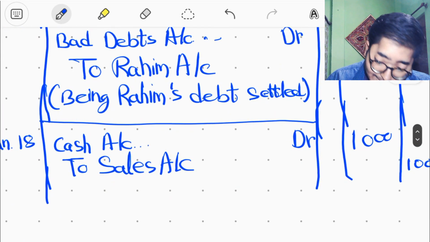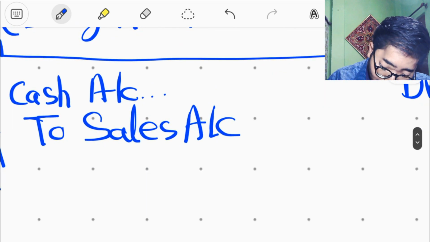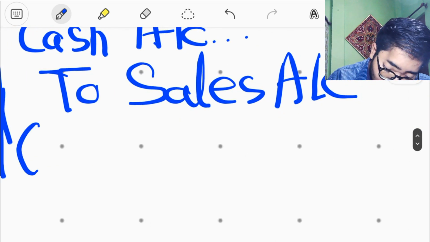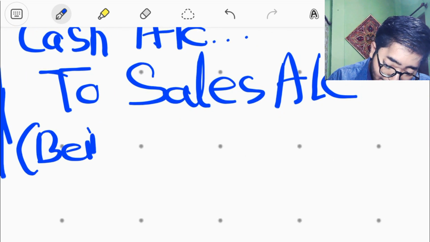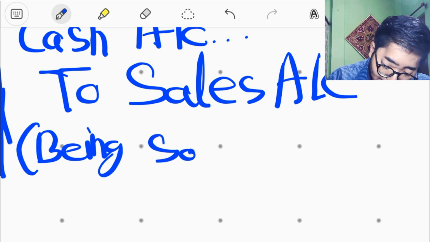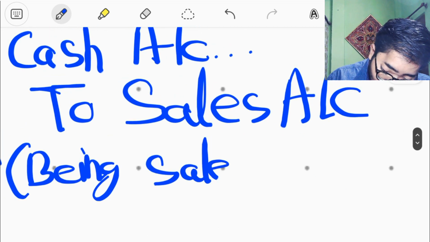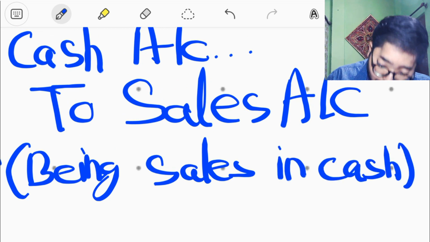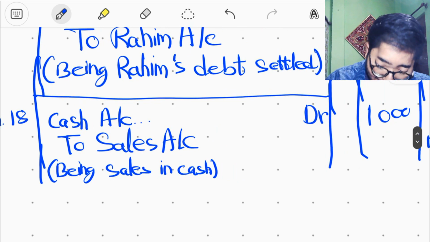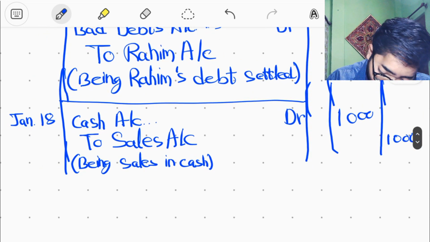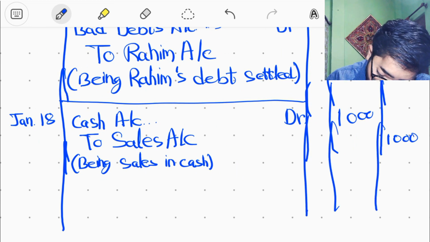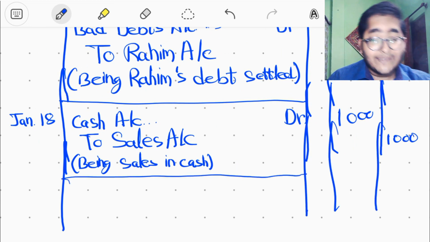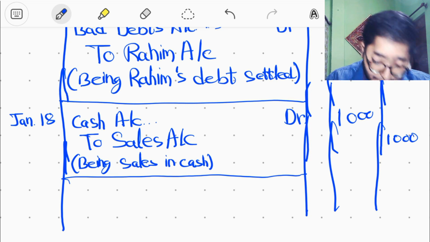So the entry is cash account debit rupees 1000 to sales account rupees 1000. Now the time for the narration: being sale in cash or cash sales made. So with this entry, we come to the end of our journal.